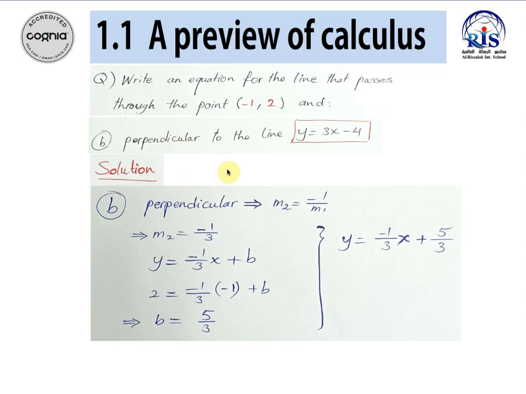Now the same question, but asked to find the perpendicular line. For the perpendicular, the slope m2 is equal to negative 1 over m1. So my slope now is negative 1 over 3. When we replace it in the equation, I have negative 1 over 3x plus b. Use x1 and y1 to find the value of b in the same way. So now b is equal to 5 over 3, and the equation is y equals negative 1 over 3x plus 5 over 3.